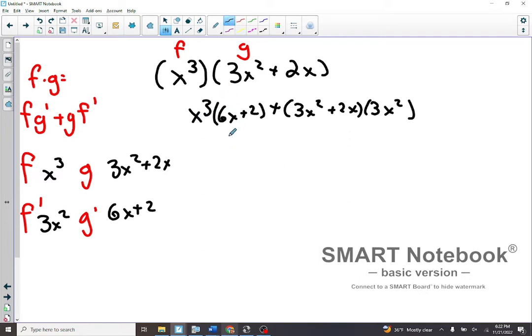Distribute the x cubed to everything: 6x to the 4th plus 2x cubed. Here, distribute this 3x squared to everything.